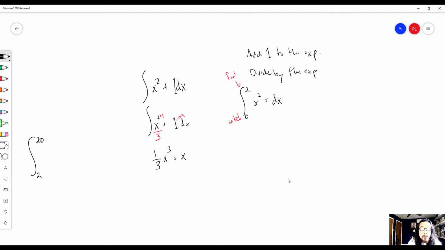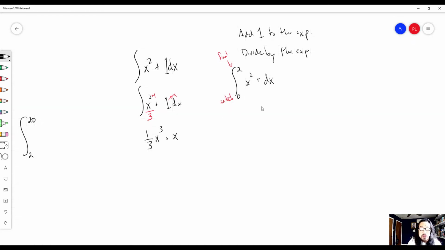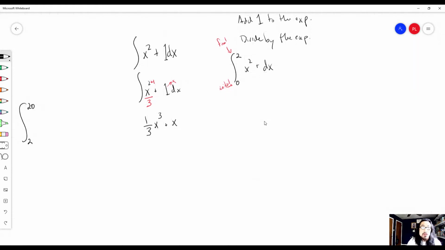All right, now I'm going to skip the steps here to get to the integral, because we already know how to do it. But basically, what we would end up with is 1/3 x cubed plus x. Now, this is all within the bounds of 0 to 2. Okay? So, what this tells us is we need to know the area under the curve from 0 to 2. So, we have to actually plug that in.